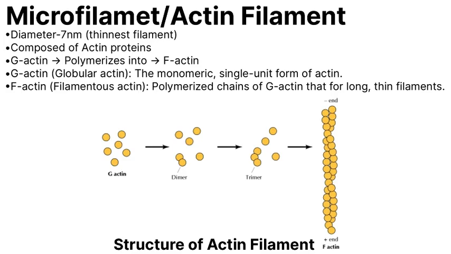As you can see in the diagram, this is our G-actin protein. It's a monomeric single unit of protein, or you can say globular actin protein. It is heart-shaped.